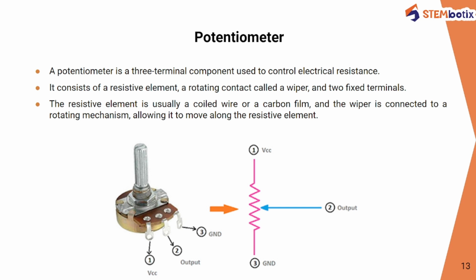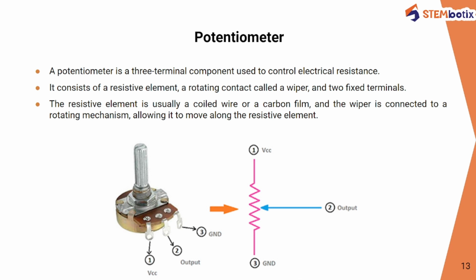electrical resistance. Now it consists of a resistive element, a rotating contact called the wiper, and two fixed terminals. The resistive element is usually made of coiled wire or a carbon film, and the wiper is connected to a rotating mechanism, which allows it to move along the resistive element. And by moving the wiper, you can change or control the electrical resistance.